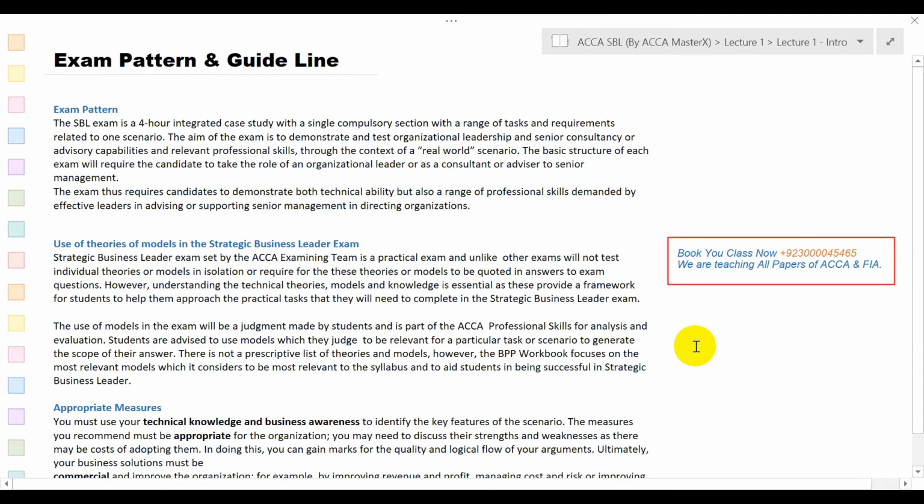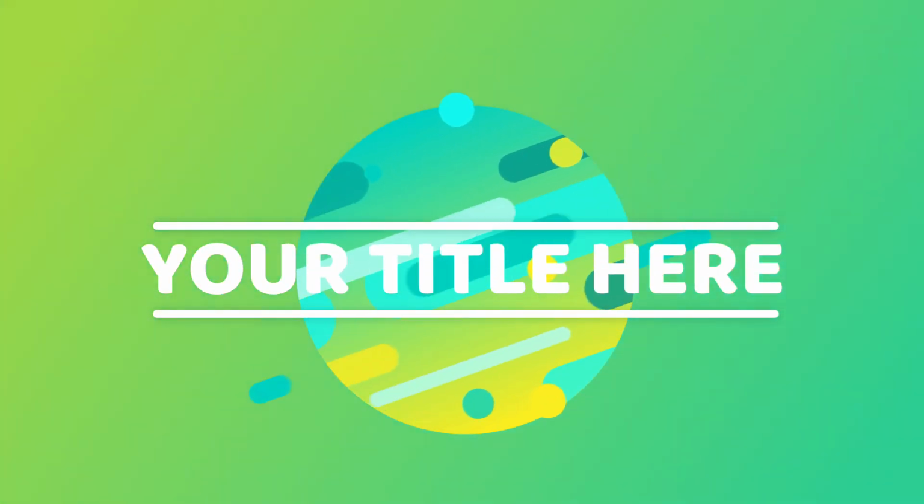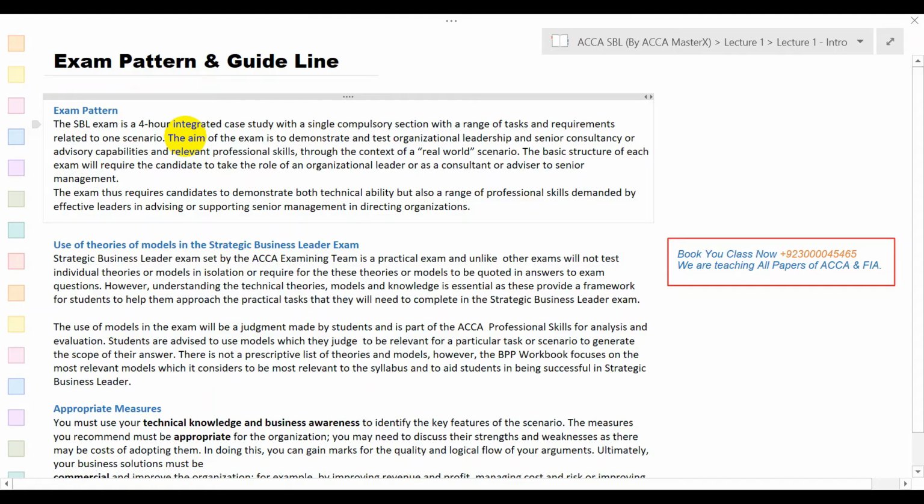Now we will discuss the exam pattern and a few guidelines, and in between them I will tell you how we will cover this course. Let's discuss the exam pattern first. The SBL exam is a 4-hour integrated case study with a single compulsory section. 4 hours means you will be provided 4 hours to complete the whole exam.